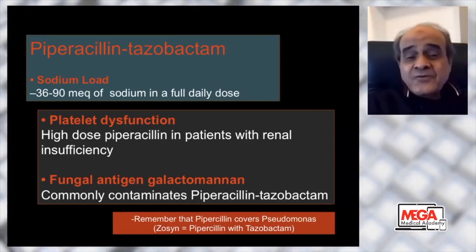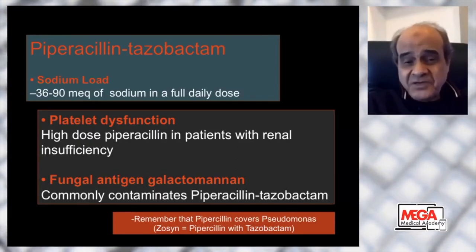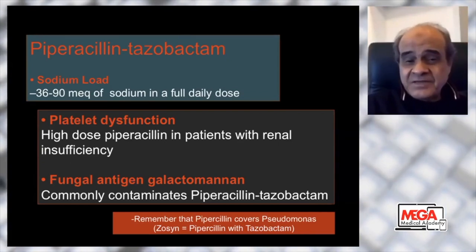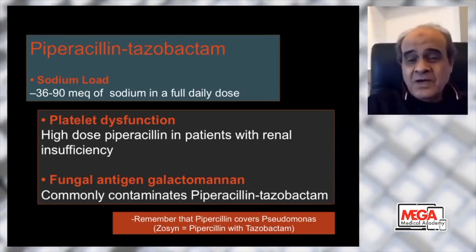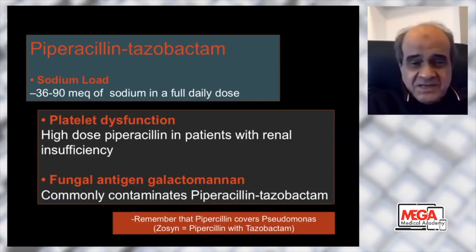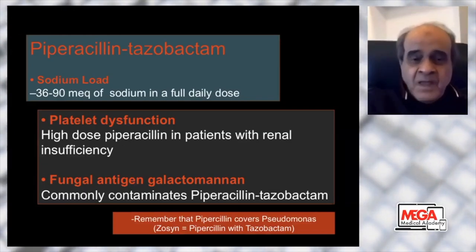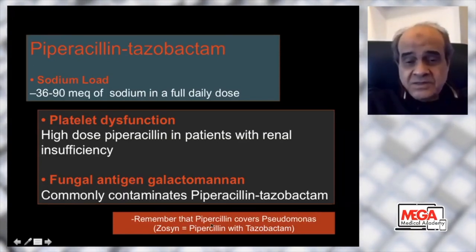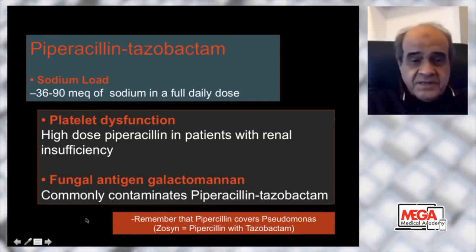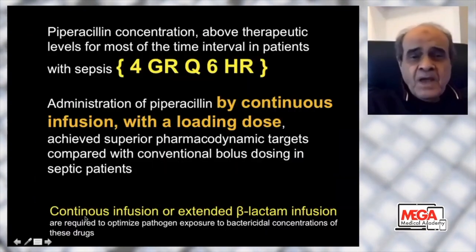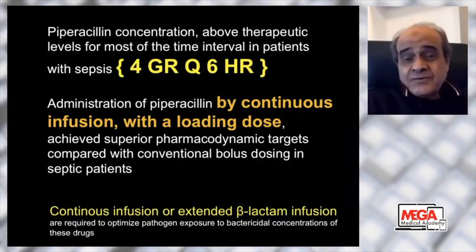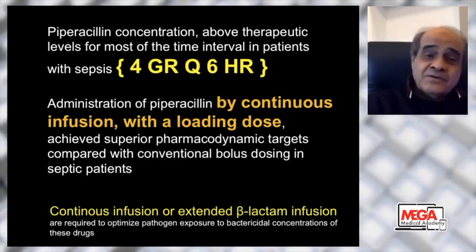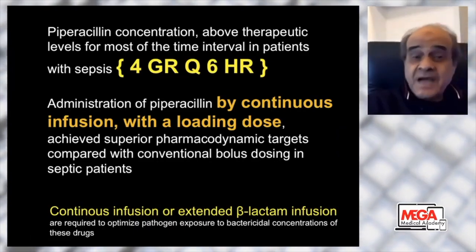Also, it can give you a false positive fungal infection result because it contains the fungal antigen galactomannan and may give you a false impression of Aspergillus infection in your patient. Remember, piperacillin covers Pseudomonas, which is very common, and it is very potent against Pseudomonas. The doses, as I told you in the first slide, you have to consider and give attention to the right dose.